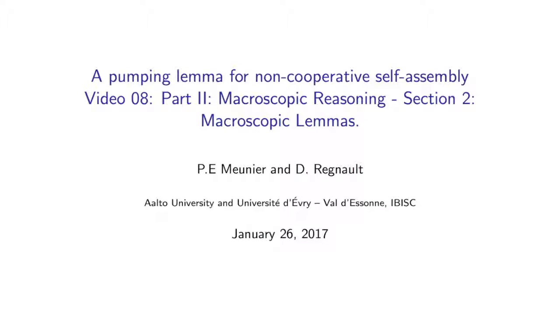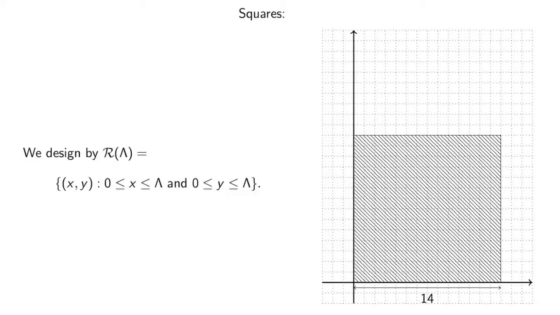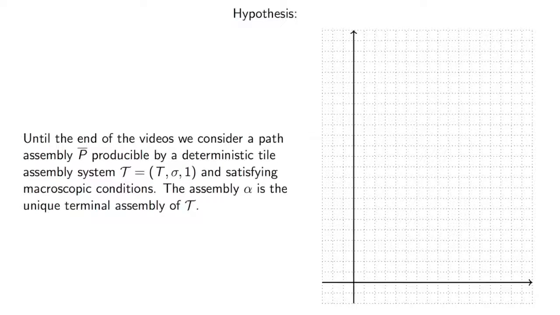This is video 8. We present here the 4 macroscopic lemmas. First, we define square areas. Consider an integer lambda. The square of width lambda designates the set of positions which are in the first quadrant of the plane and at distance less than lambda of the origin of the plane. Throughout this video, we consider a deterministic tile assembly system T and a path assembly P which satisfies macroscopic conditions.